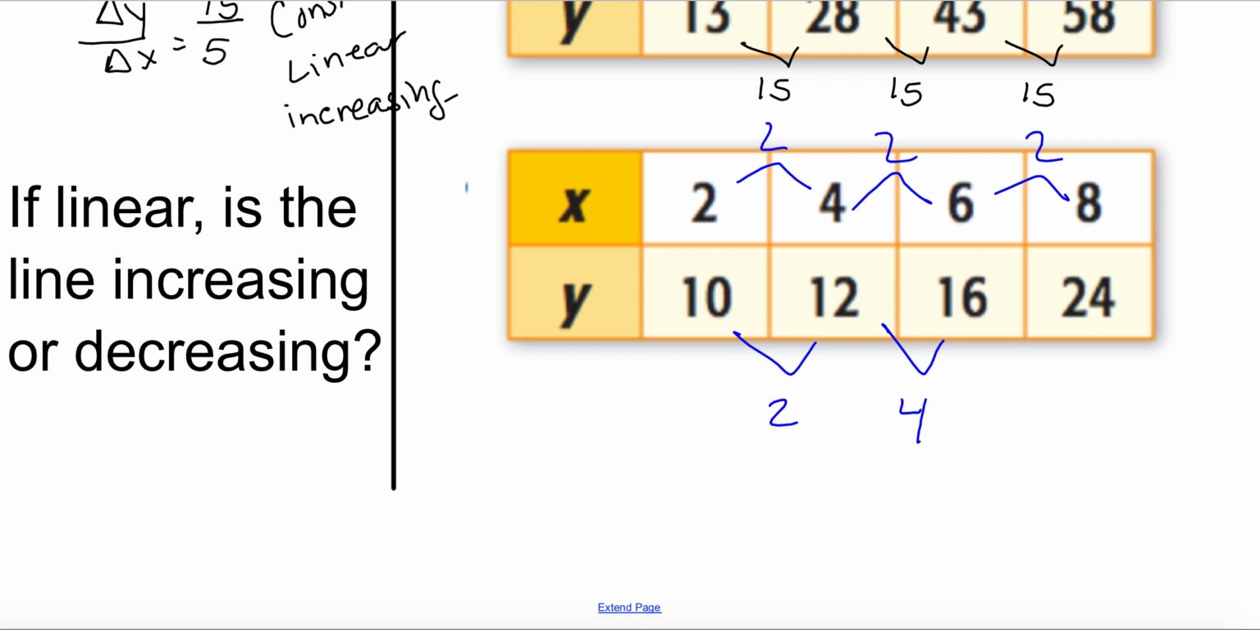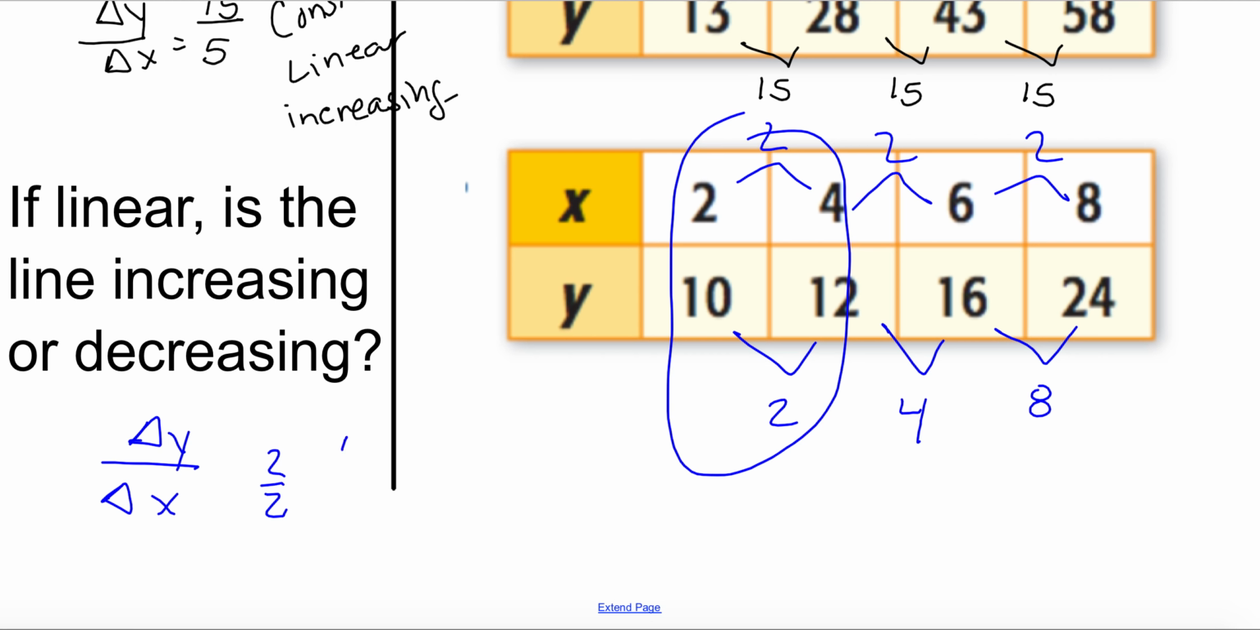We suddenly have a problem. 24 minus 16 is 8. So if I was trying to say what is the change in y over the change in x, well, for the first one, it was 2 over 2. But for the next one, it was 4 over 2. And the last one, it was 8 over 2. So this is not linear. And if it's not linear, we can't tell if it's increasing or decreasing.